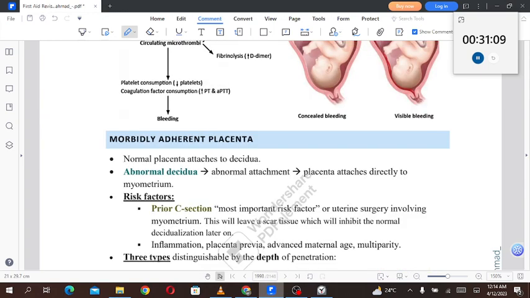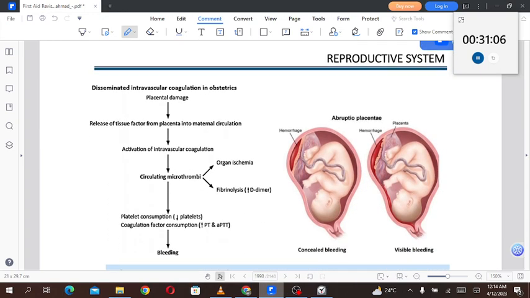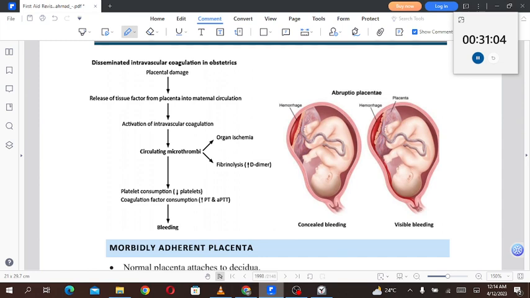Moving forward, we are talking about the disseminated intravascular coagulation in obstetrics. So how does that take place? Firstly, there will be placental damage. After placental damage, there will be release of tissue factors from the placenta into the maternal circulation. That will lead to activation of the intravascular coagulation. Circulating microthrombi will be formed. Now, depending on the origin or the site of the microthrombi, there will be organ ischemia, and on top of that there will be fibrinolysis of those clots that can lead to increased D dimer, and increased level of D dimer is the diagnostic point.